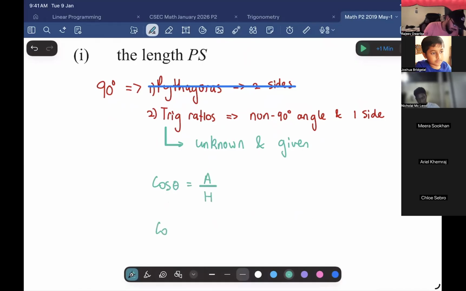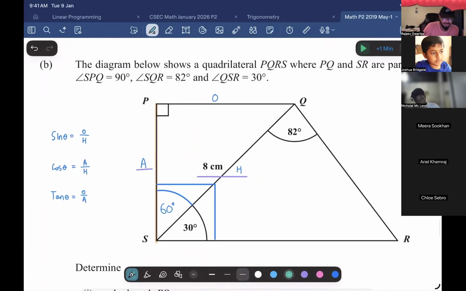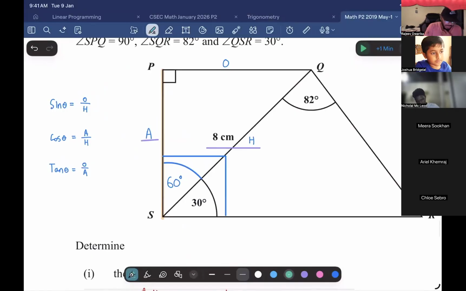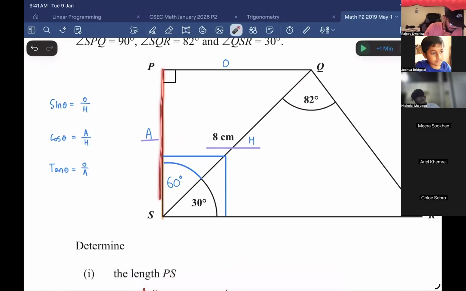What was our angle in this question? What was the angle we were considering? 60 degrees, sir. 60 degrees. So cos 60 degrees, right? And that'll be equal to A over H. A, guys, A is what length? We don't know A, so we'll just write PS. Chloe, did you say 60 degrees? Yeah, it wouldn't be 60 degrees. This is length A, right? I'm going to call that PS.